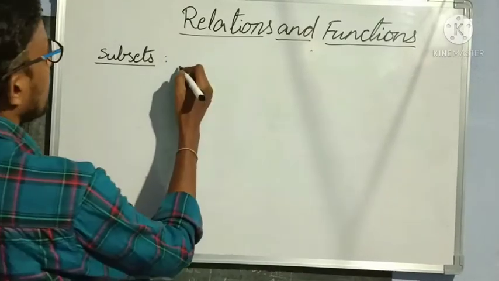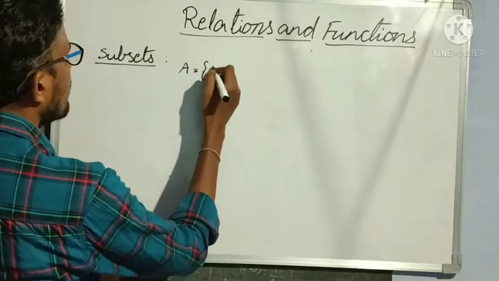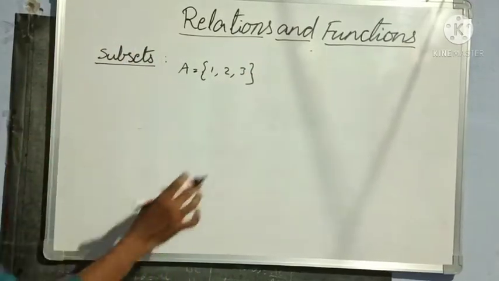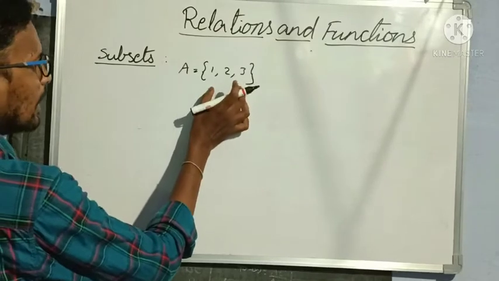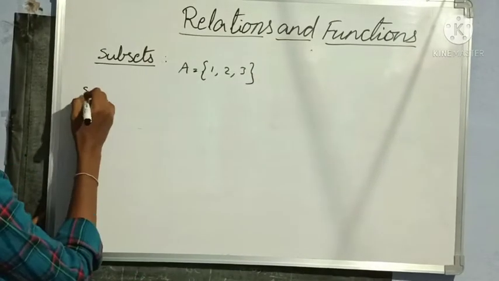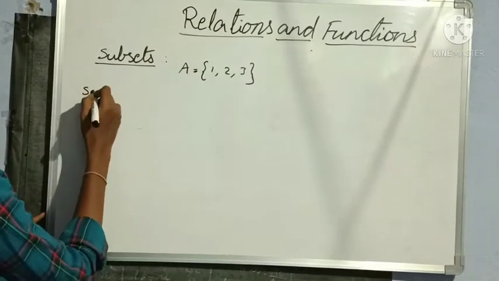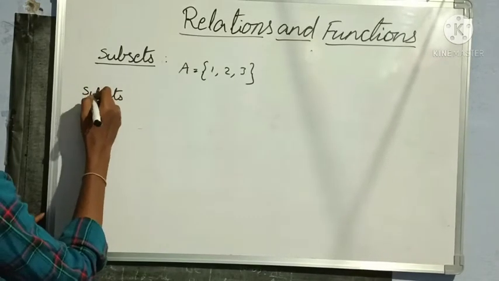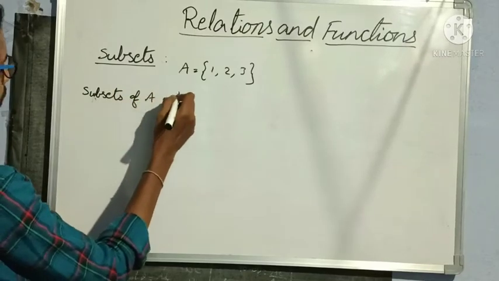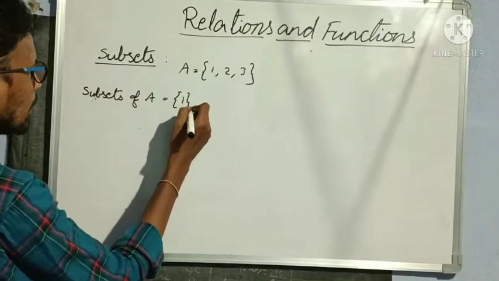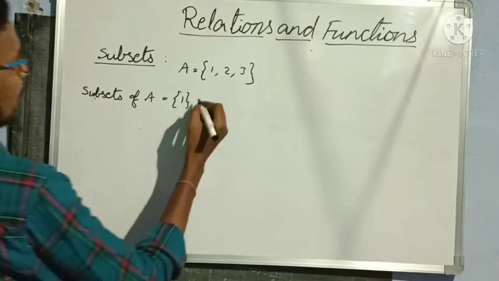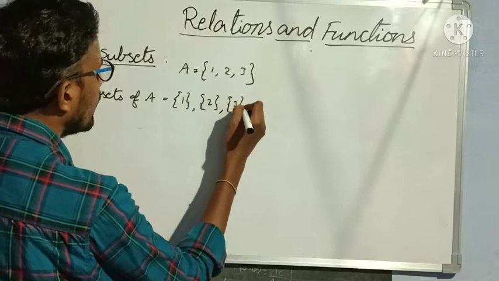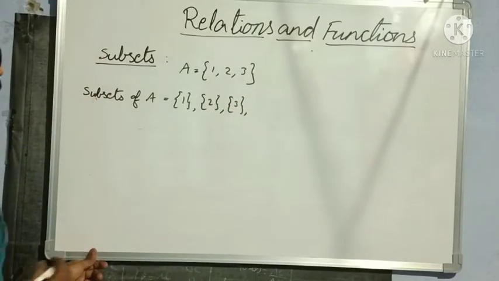For suppose I am taking one set A as {1, 2, 3}. Only one example I am taking. Listen clearly and carefully. So for suppose my set A is containing only 3 elements, 1, 2, 3. How many subsets of A? How many subsets am I getting here for A? I am starting with single element. So singleton {1} is one set, single element {2} is another set, and single element {3} is the other set. Up to here everybody understood?